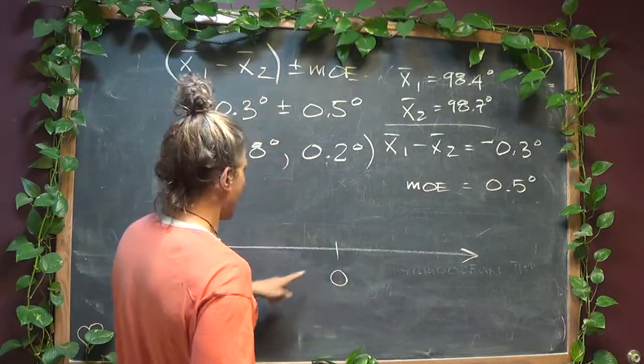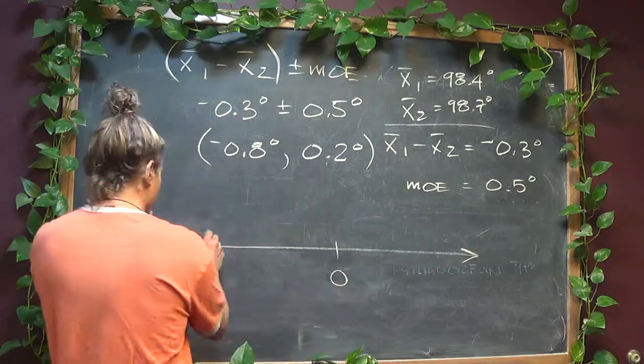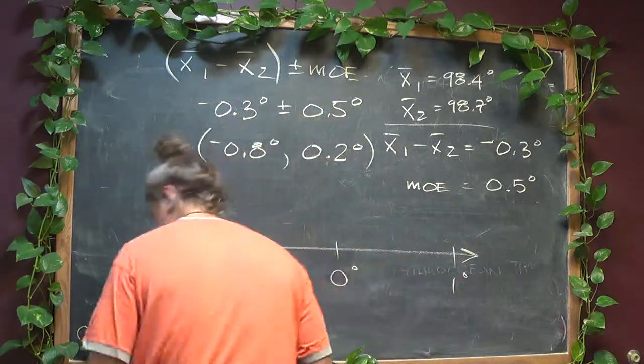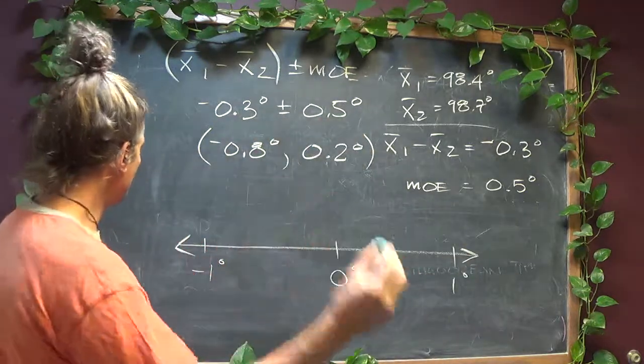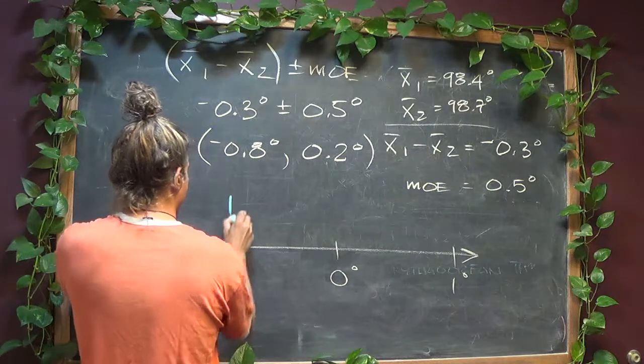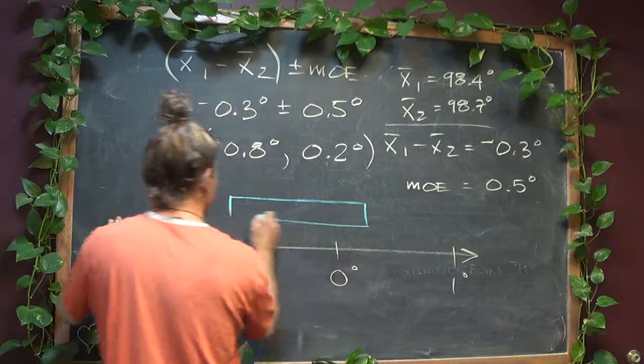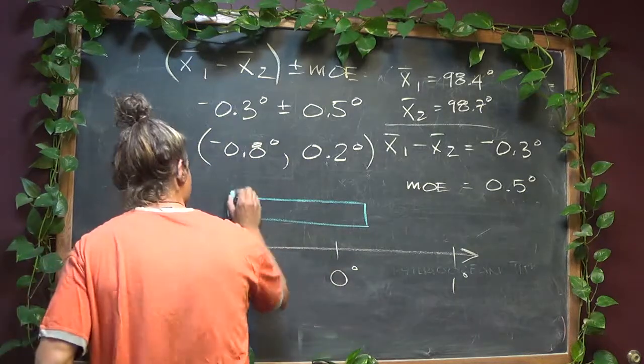0 in the middle. Okay, I'm going to make it go from -1 degree up to 1 degree. Okay, and then we're going to draw this in blue, -0.8 up to +0.2. That's about right, I think. Okay, there's your tank.